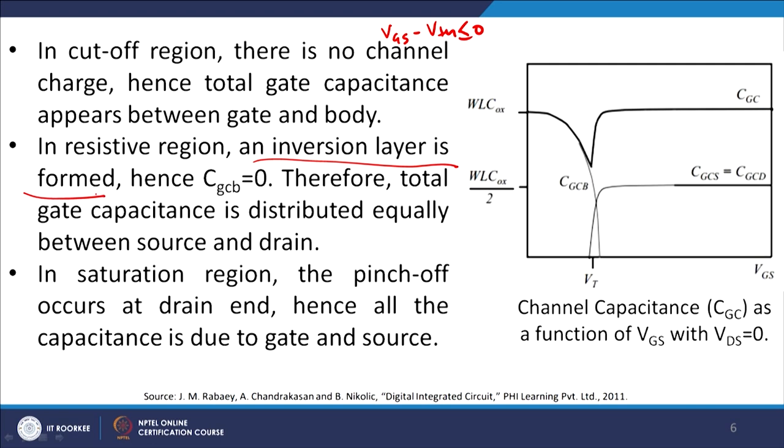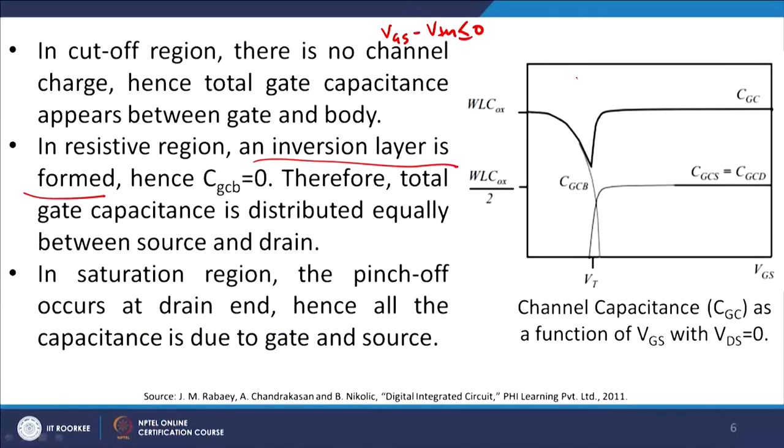Now, in the resistive region, when your gate voltage is just above the threshold, an inversion layer is formed. As the inversion layer is formed, your bulk contribution goes to 0. Why? Because now you have a layer of electrons which screens the charge, and therefore the bulk will not be able to add to the total overall potential, and therefore your CGCB, which is basically your bulk contribution, goes to 0.